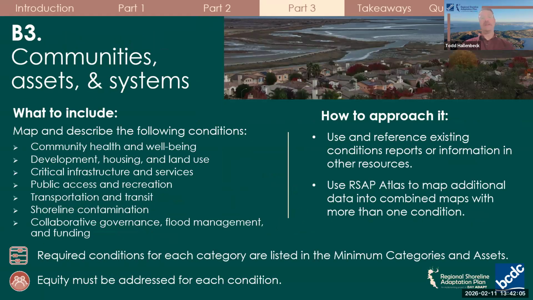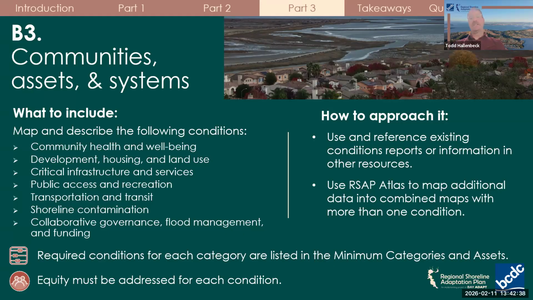B3 focuses on mapping and describing existing populations, assets, sectors, services, and land uses within the planning area. This section establishes a detailed, place-based understanding of who and what exists today and how communities and systems currently function along the shoreline. B3 is organized across several condition areas, including community health and well-being, development, housing and land use, critical infrastructure and services, public access and recreation, transportation and transit, shoreline contamination, and collaborative governance, flood management, and funding.